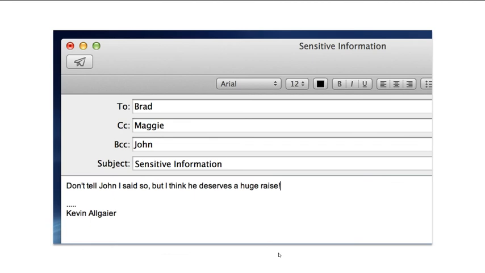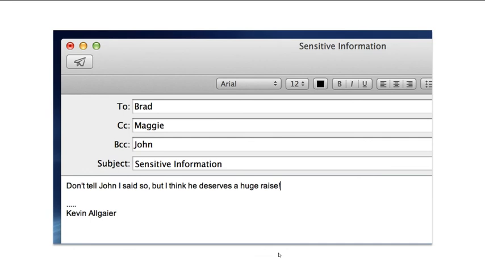So here we have an example of just the different email addresses in the different fields. We have an email going to Brad. It's been CC'd to Maggie, but John is in the blind carbon copy field and has the subject of sensitive information. Not a great subject, but okay. And the message is, don't tell John I said so, but I think he deserves a huge raise.